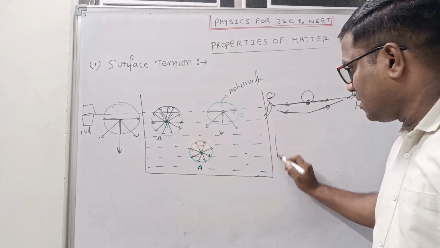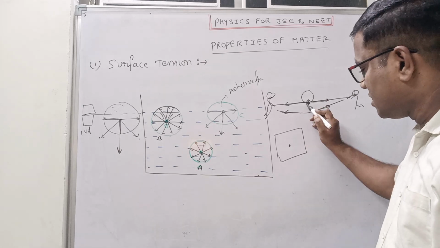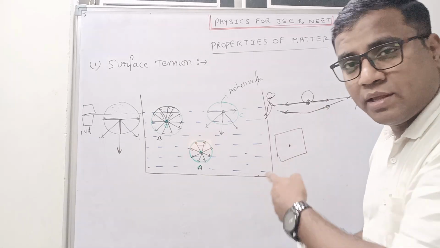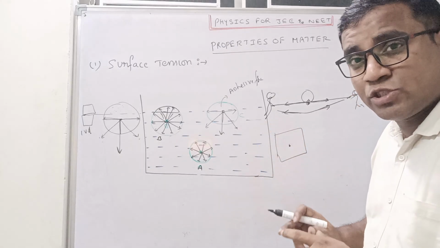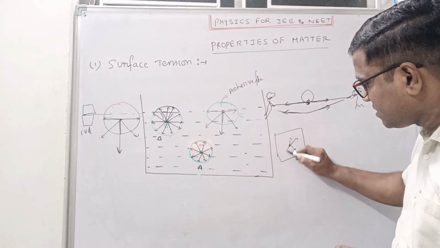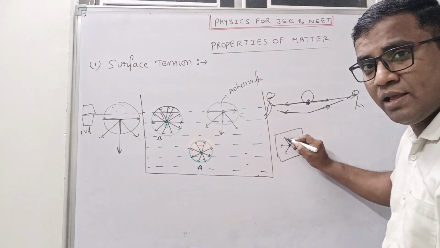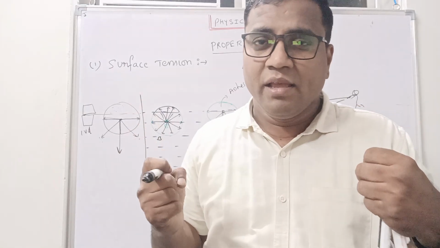If I want to see it in 3D, so if the point is this one, it is going down. So the neighboring particles have to avoid that. So here some tension will be there, here some tension, here some tension, here some tension, here some tension. It is like a stretched membrane.